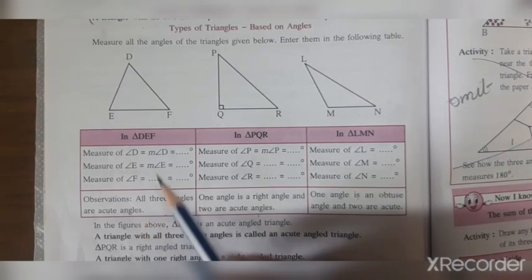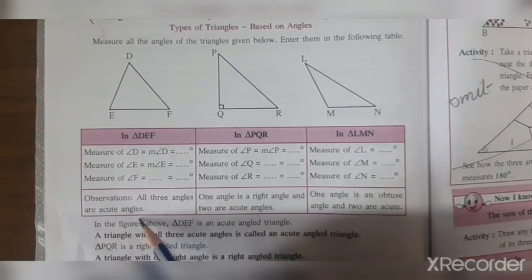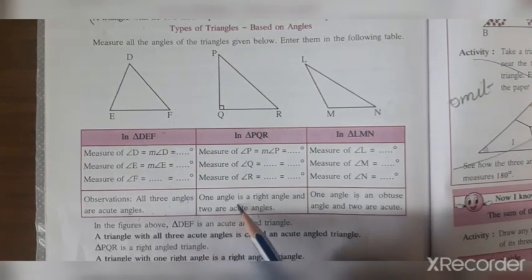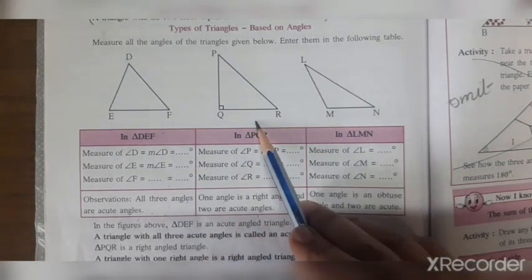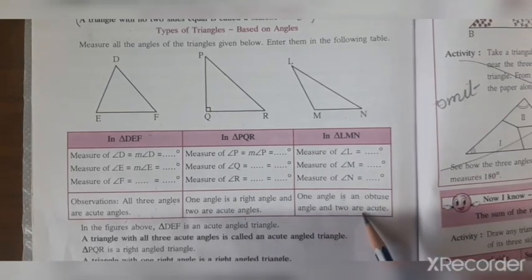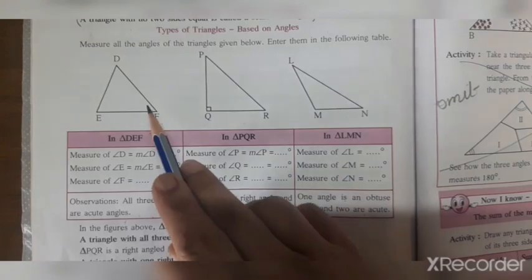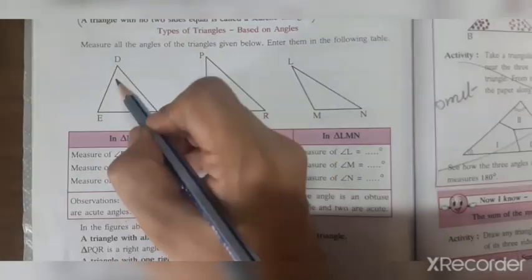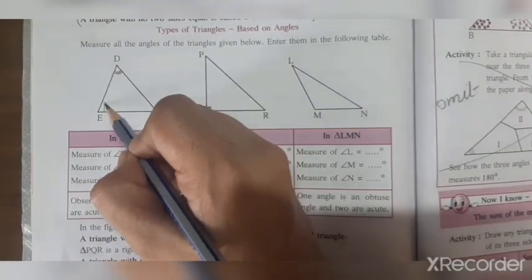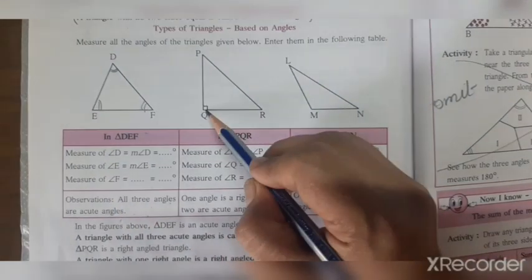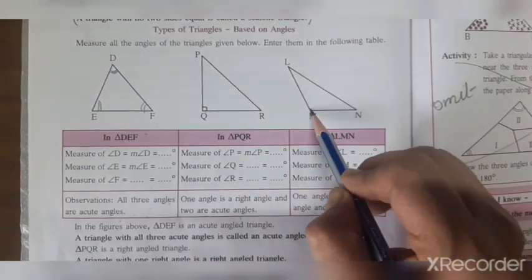So what is the observation here? All three angles are acute angles. Therefore, it is an acute angle triangle. The observation here is one angle is a right angle, so it is a right angle triangle. The observation here is one angle is obtuse, therefore it is an obtuse angle triangle. But before that, we need to take the protractor and find how much is this angle, how much is this, and how much is this. So use the protractor and see whether this is 90 degrees, whether this is an obtuse angle.